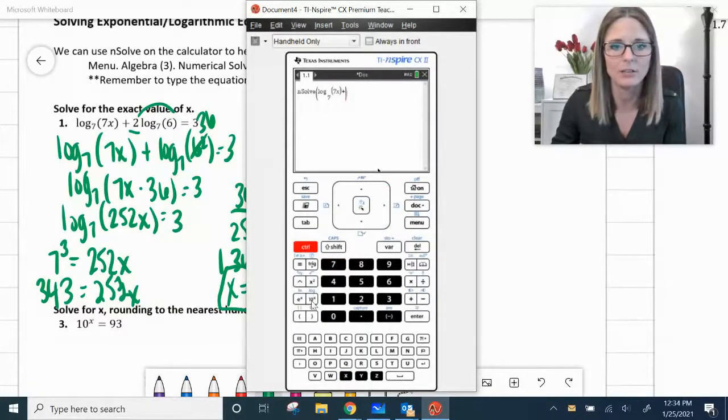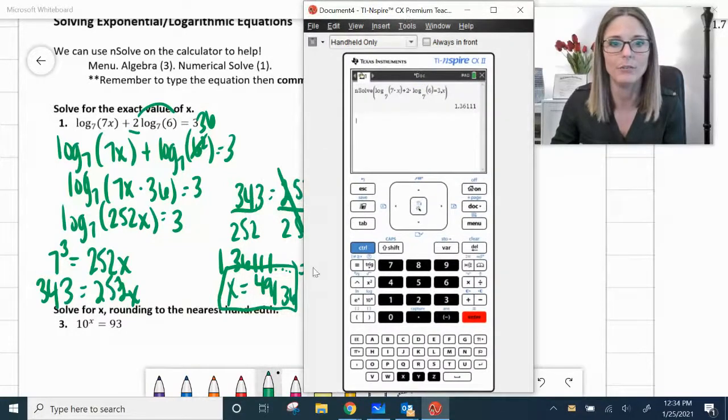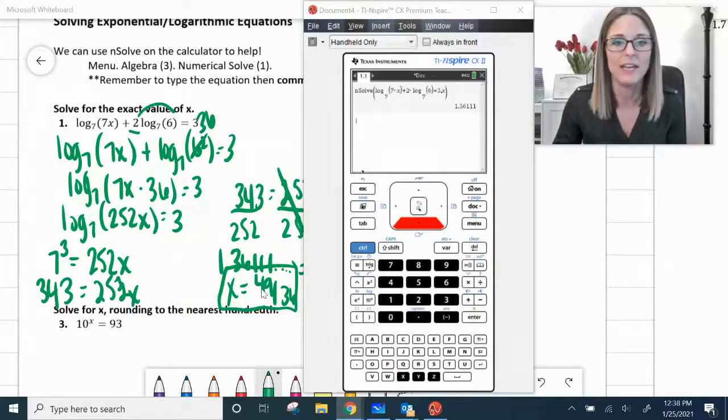Plus another logarithm, base 7 of, forgot my 2. Let me go back over here. 2 logarithm, base 7 of 6 equals 3. Do not forget, comma, we used x. And enter. 1.36111111, which is what I wrote over here. And then I changed it to a fraction.